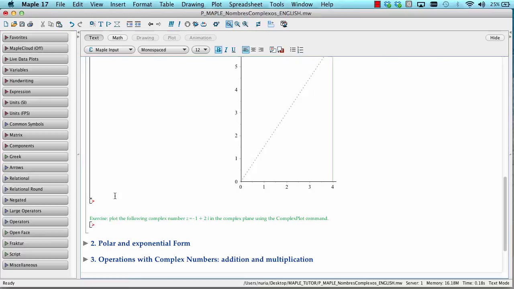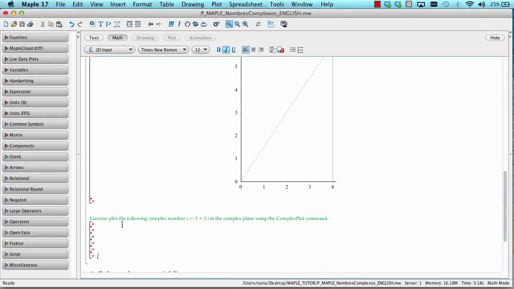Okay, so now first exercise, plot the following complex number, z equal to -1 plus 2i, and plot it. Okay, so now in this tutorial we are going to work with Math 1D all the time. So remember that with F5 we changed from Math 2D to Math 1D, and Ctrl-J, Ctrl-K, or press this symbol here to put more lines. So I'm going to be changing the lines.